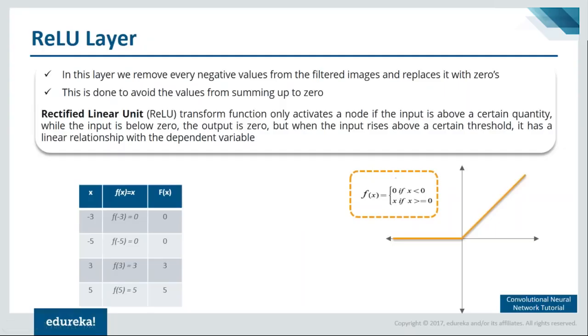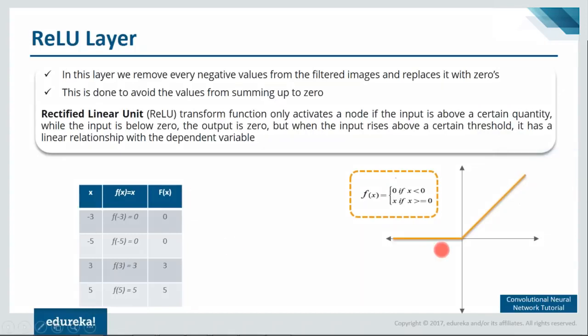So this is the ReLU layer, guys, and people who have gone through the previous tutorial actually know what it is. Let me just give you a quick introduction to the ReLU layer. ReLU is nothing but an activation function. What I mean by that is it will only activate a node if the input is above a certain quantity. While the input is below 0, the output is also 0. And when the input rises above the certain threshold, it has a linear relationship with the dependent variable. Now I'll explain it with an example.